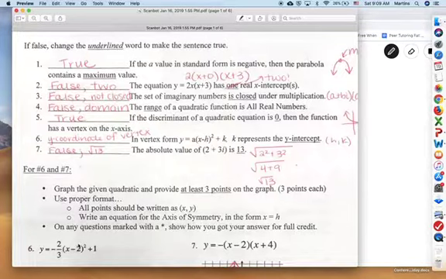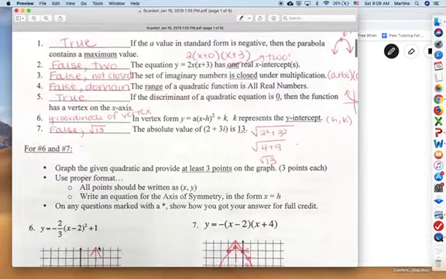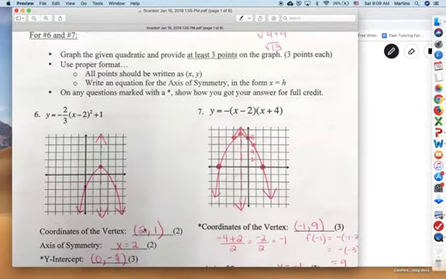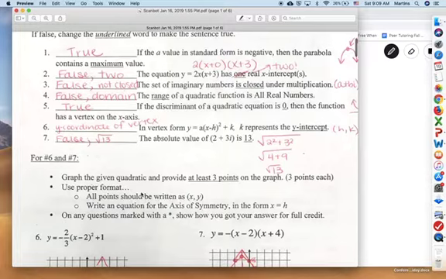So I know that in vertex form, h is not what it looks like. So negative 2, flip it, it's going to become positive 2. And k is what it looks like, so plus 1. So I know that my vertex is going to be at (2, 1). Okay, and you can see that right here. Okay, and I would just plot that point.